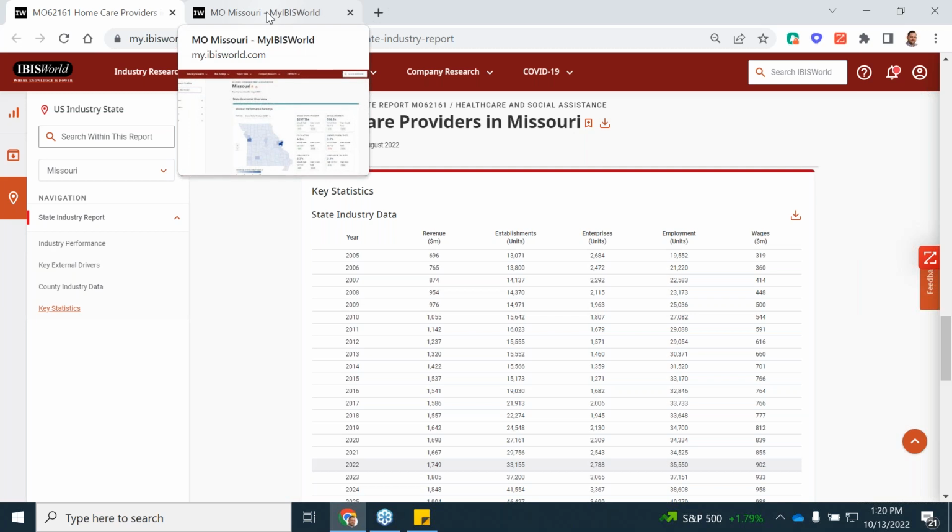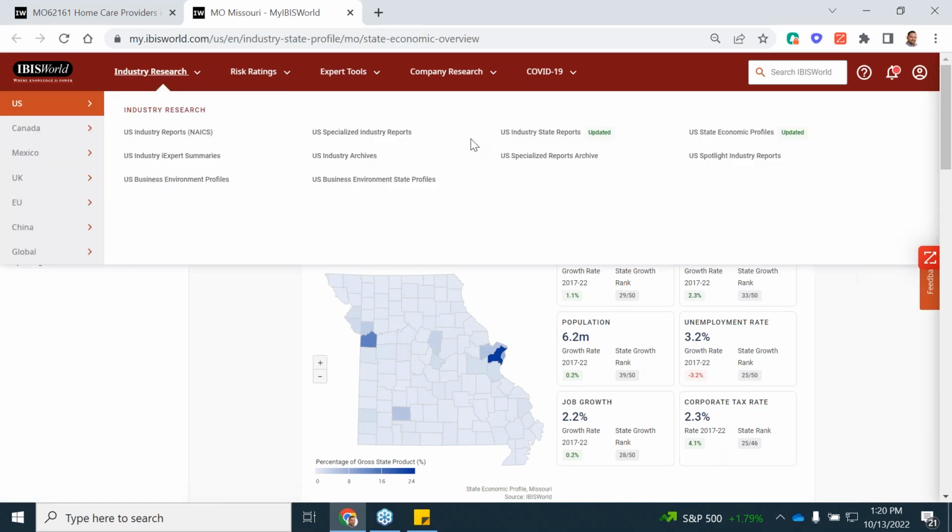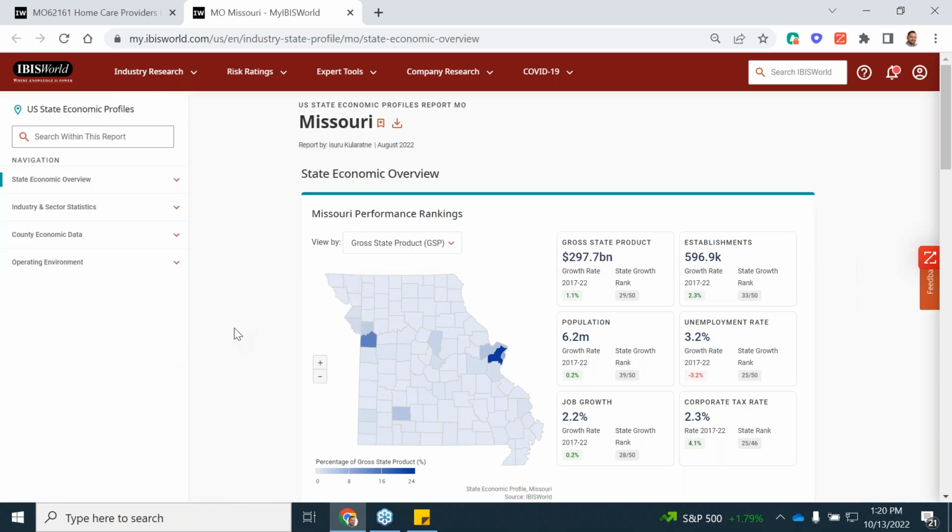I do want to jump into the state economic profile. So you'll have a link through the state industry report. You can also pull these up through a search or through the industry research button up top, where you can see our two updated areas of these state reports and economic profiles.